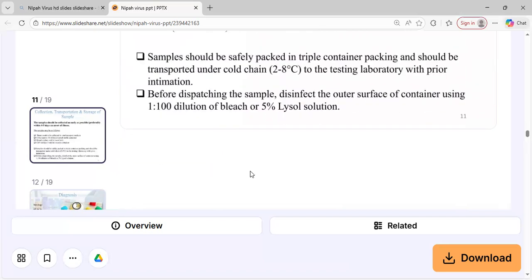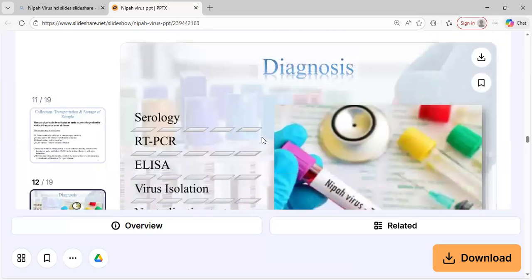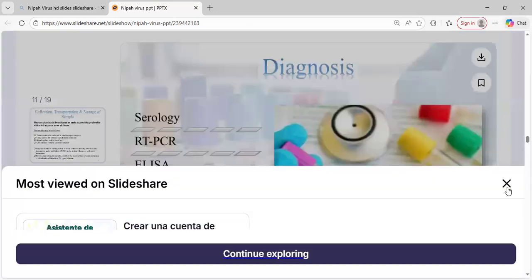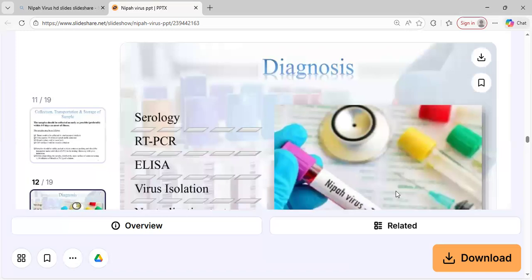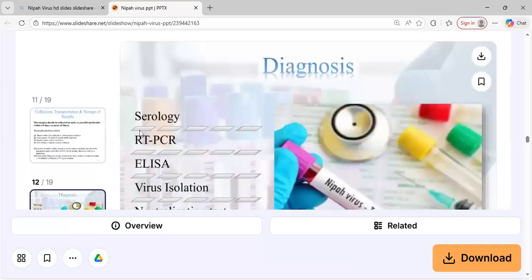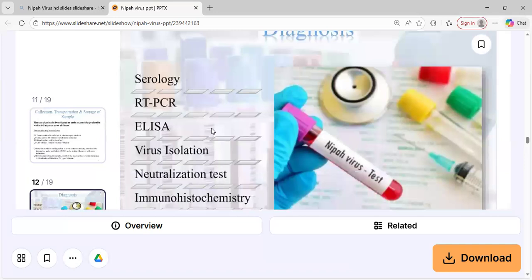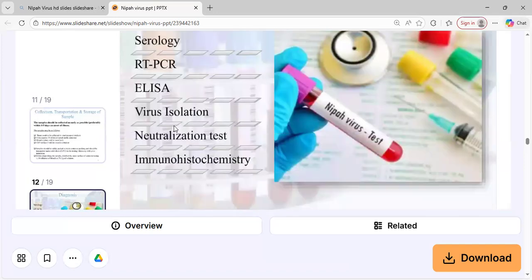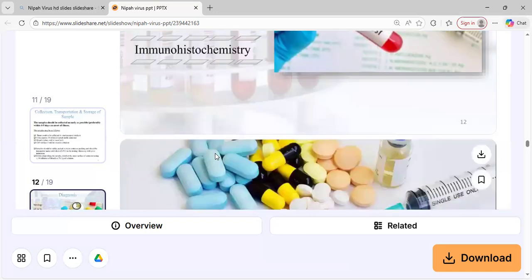Before dispatching the sample, disinfection should be done on the outer surface of the container with a 1:100 dilution of bleach or with 5% Lysol solution. These are the different diagnostic techniques which can be used for Nipah virus: serological methods, RT-PCR, ELISA, virus isolation, neutralization test, and immunohistochemistry.